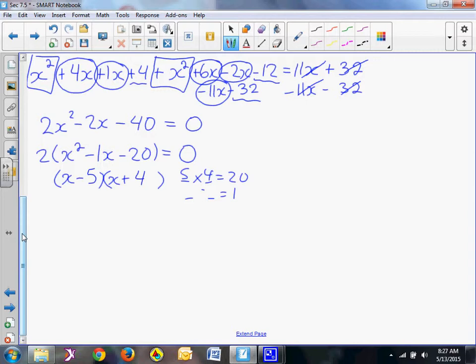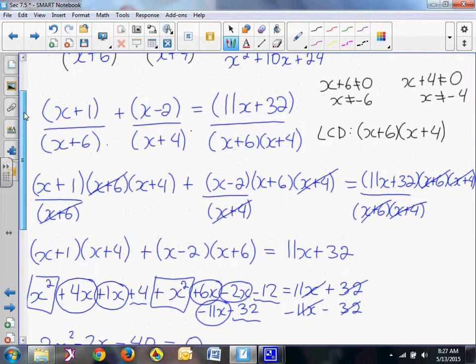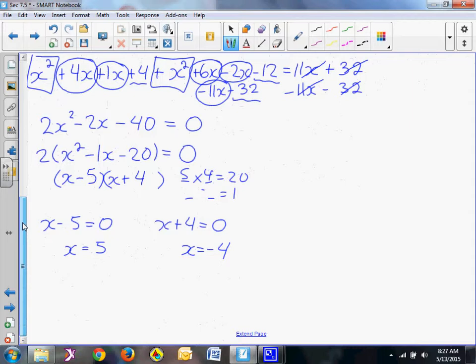So our answers would be x minus 5 is equal to 0, or x plus 4 is equal to 0. What that gives us is x would be equal to 5, and then x would be equal to negative 4. Before I put a box around that to say this is the answer, I need to check my non-permissible values again. I can't have x is negative 6 or negative 4. So this one's gone. That means my answer is x is equal to 5.